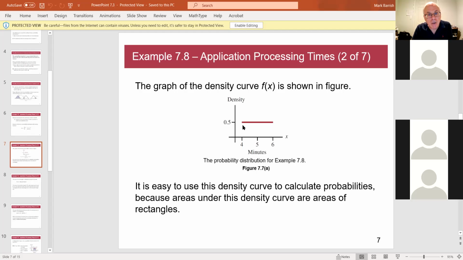This is a density curve, because it meets the requirements. It's above the x-axis, which it is. And the area under it is equal to 1. We didn't need calculus. We just needed to know the area of a rectangle. So this is a density function. Therefore, we can make probability statements. All right.